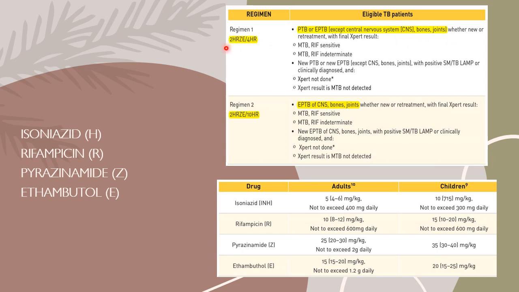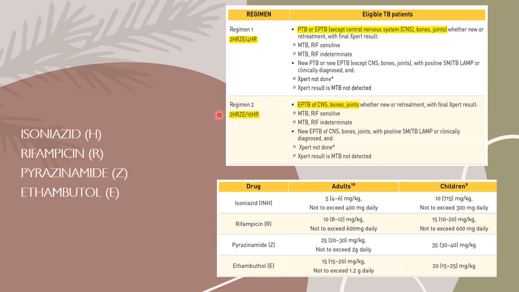So we have 2 months of intensive therapy followed by 4 months continuation therapy. A total of 6 months. So 2 months of HRZE, or your isoniazid, rifampicin, pyrazinamide, and your ethambutol, followed by 4 months of isoniazid and rifampicin alone. Okay? So don't forget this one. This is your regimen 1 for pulmonary tuberculosis or extrapulmonary tuberculosis that is not CNS, bones, or joints.